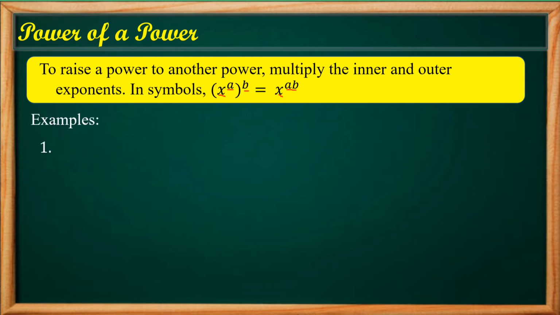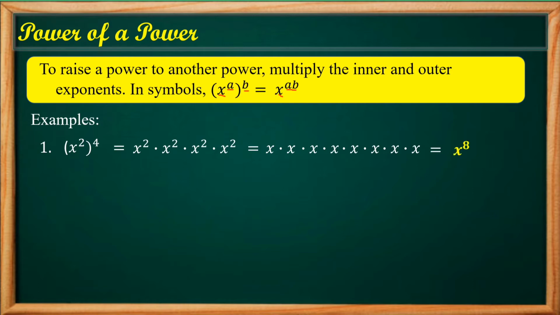Example. Number 1, x squared raised to the power of 4. Na ibig sabihin, meron tayong 4 na x squared. Imo-multiply. Then, meron tayong unang dalawang x, sunod followed by the second x squared. Then, pangatlong x squared, pang-apat na x squared. Ilang x squared yan lahat? O ilang x yan lahat? Then, you will have x raised to the power of 8.